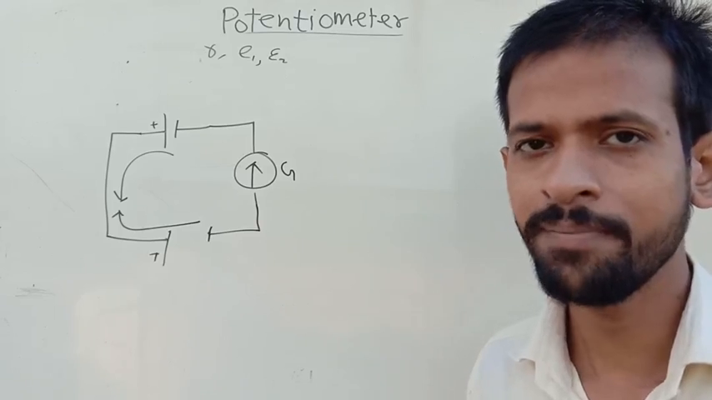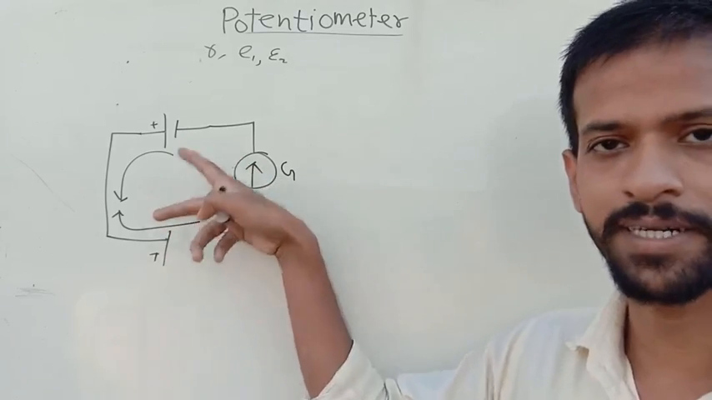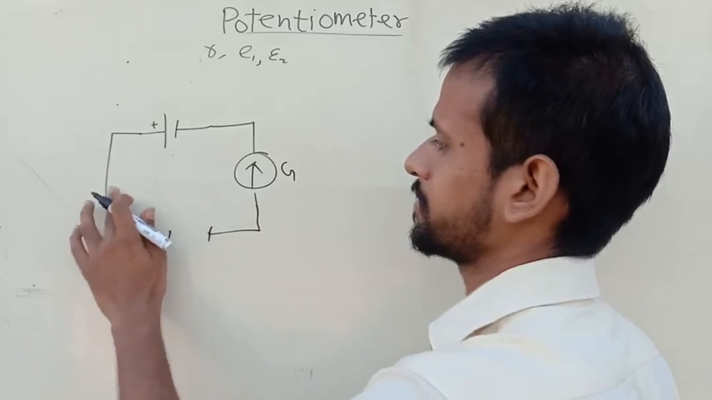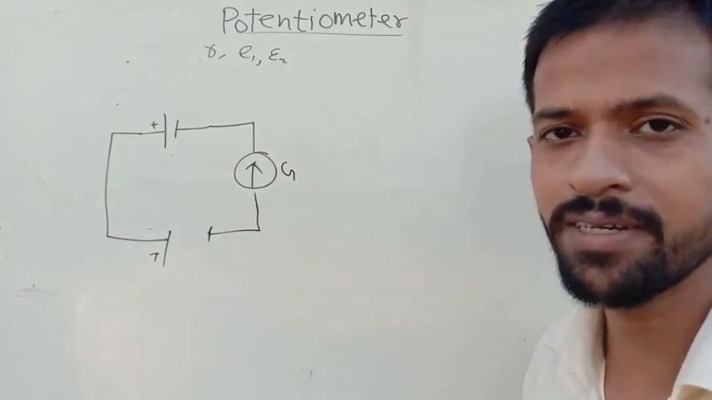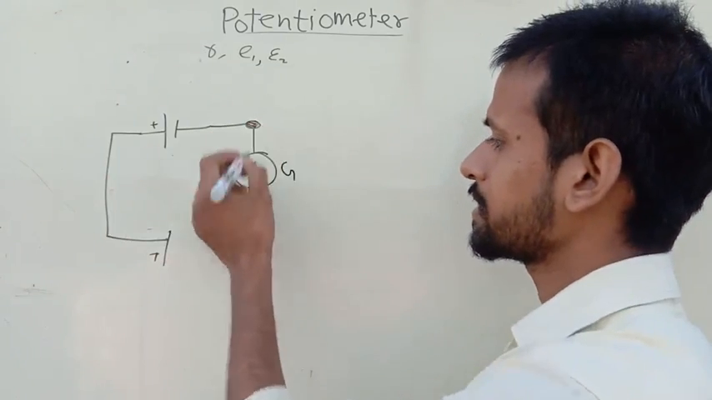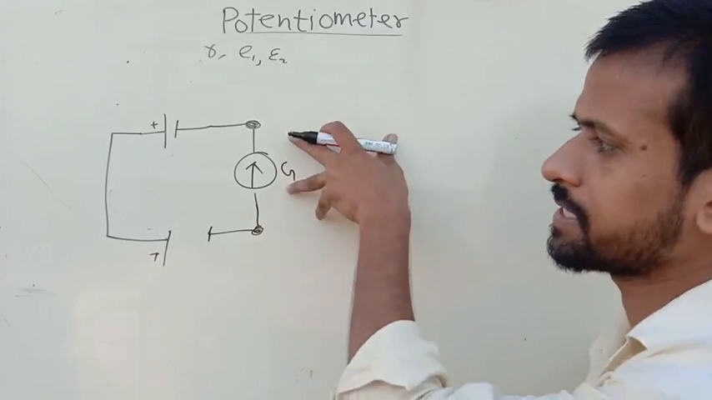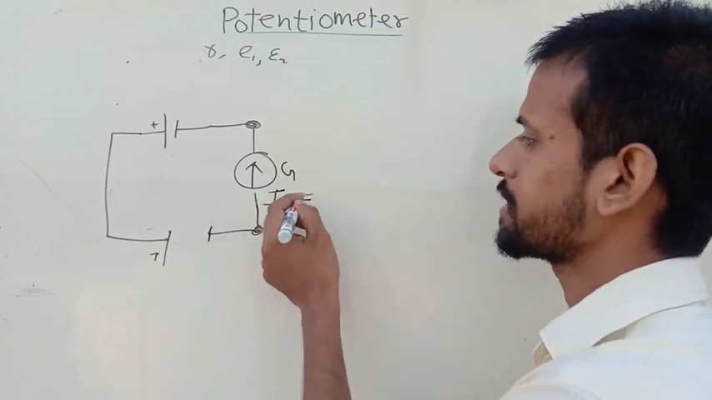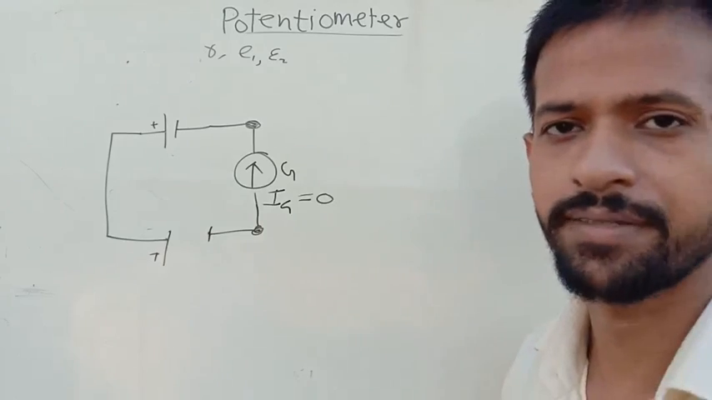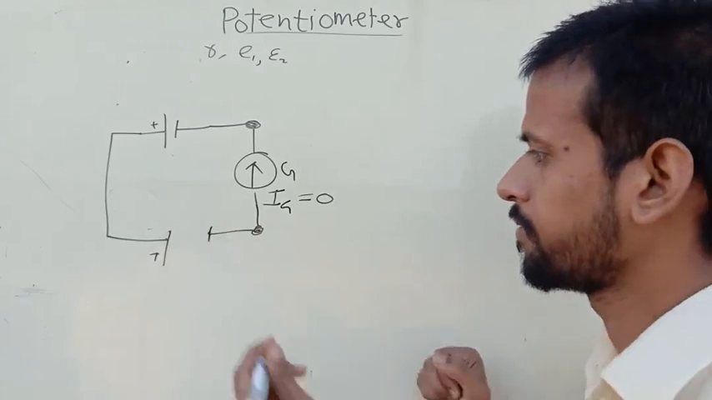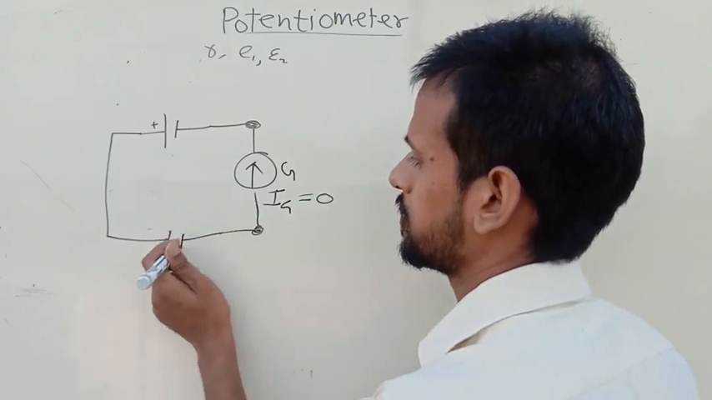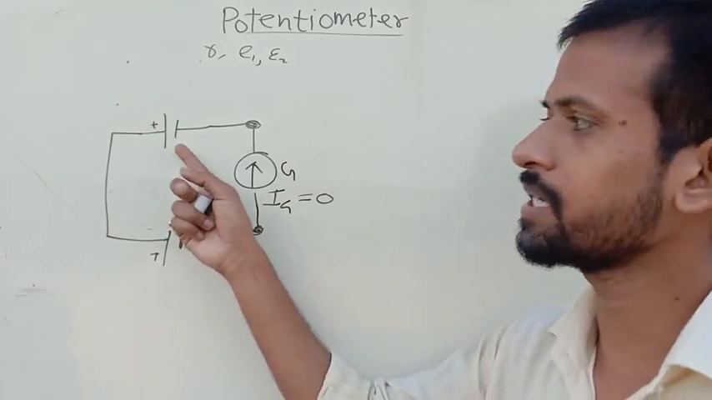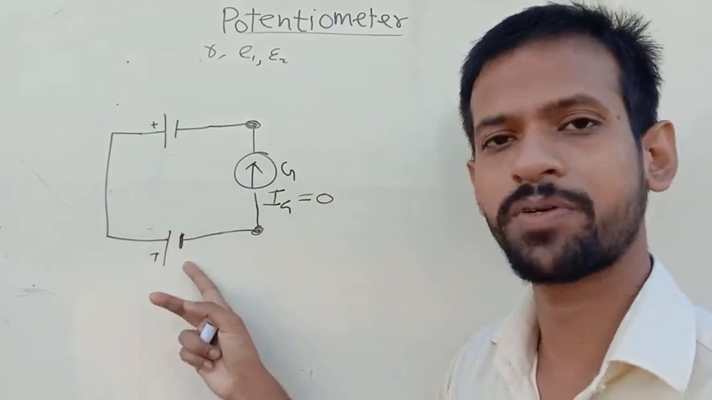But what happens when the potential is the same for both cells? If potential is the same, then there will be no current, because current flows only when there is a potential difference. Potential across this terminal is the same, so the current in this galvanometer is 0 and it shows no deflection. So we can say that the potential of this is balanced by this, and if we know the potential of this battery, we can easily say what the potential of this will be.